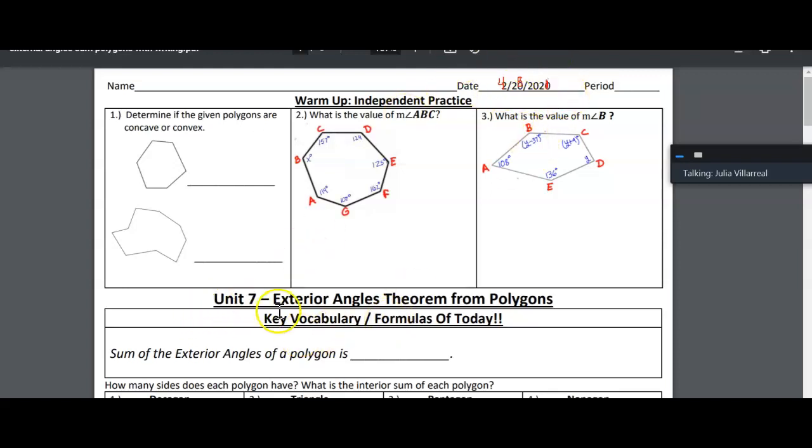And today we're going to talk about the exterior angles theorem and polygons. But before I do that, we're going to work on this review real quick. So make sure to log on and print this out, or download it and open it up. You can open it up on Edge, and you can actually write on it. Go ahead and do that real quick, and then press continue.